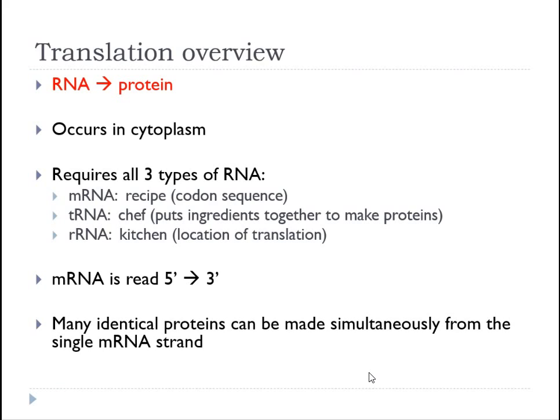And the mRNA is read from 5' to 3'. And we're going to go ahead and do this all outside the nucleus. Remember that. It's going to be in the rough ER.